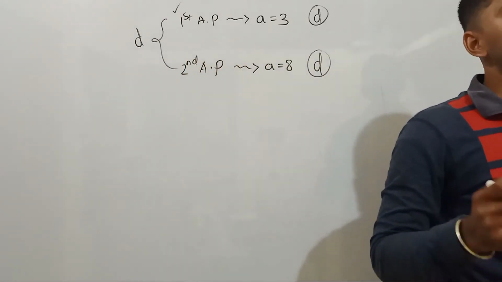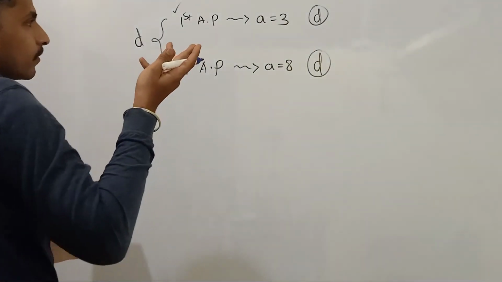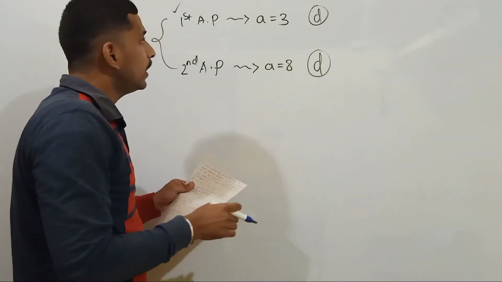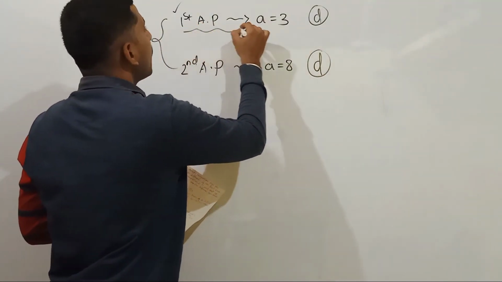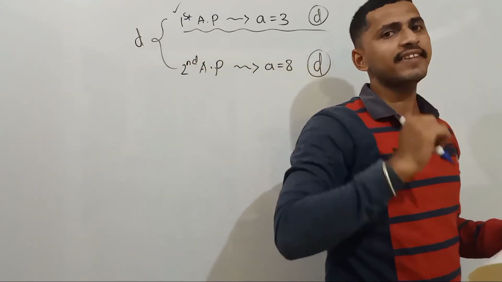Why am I assuming d on both sides? Because both the APs have the same common difference. Here, in the first AP, let us find the third term. What is the third term?